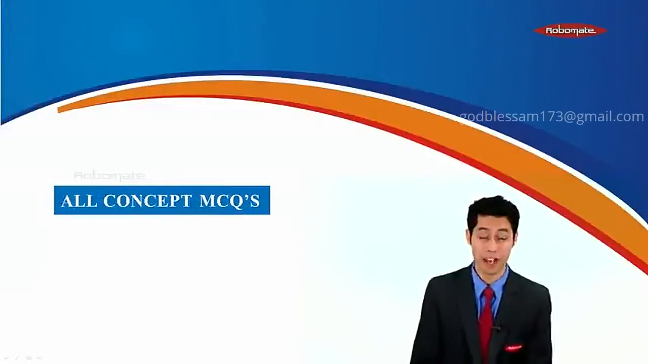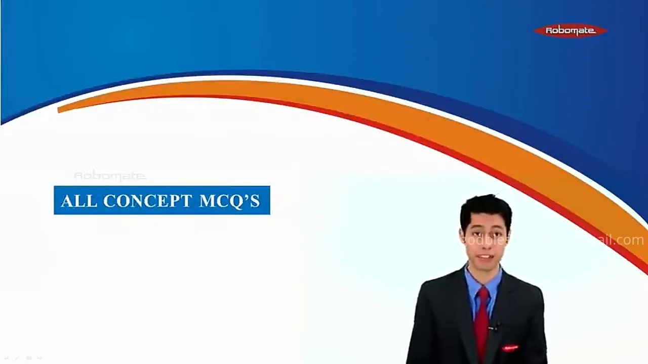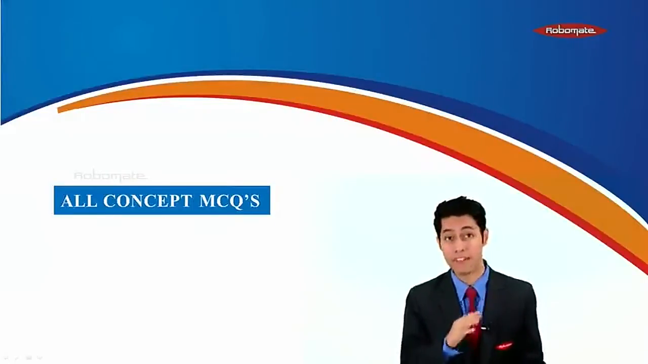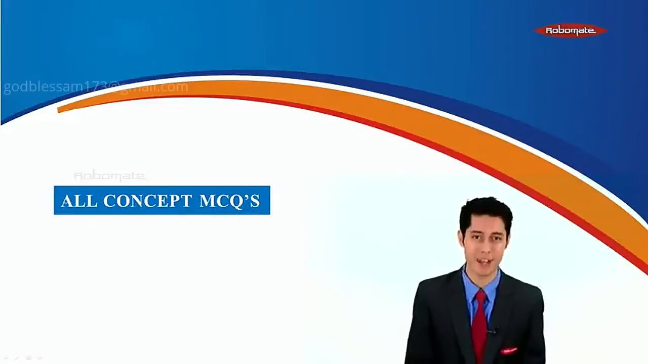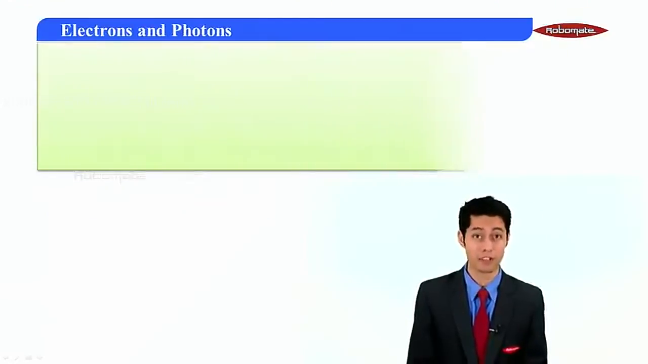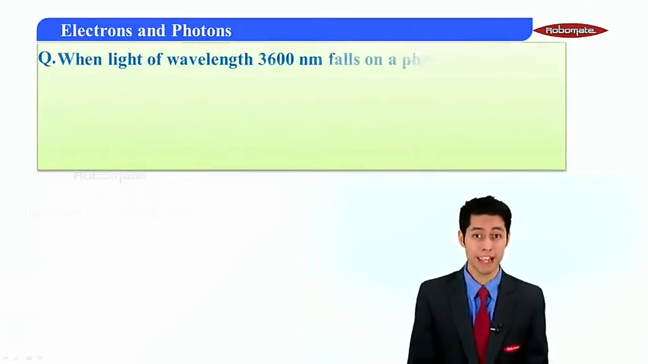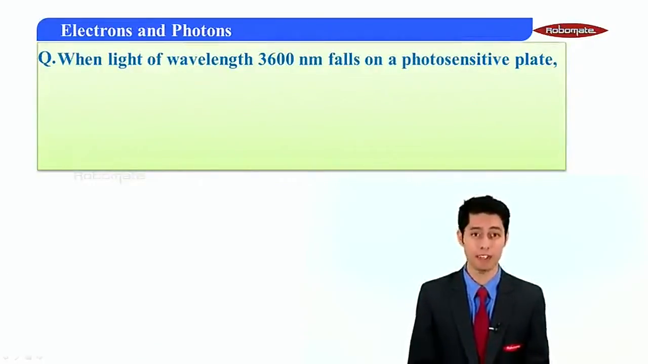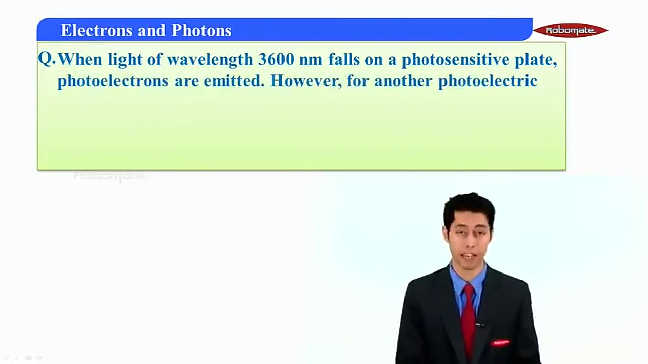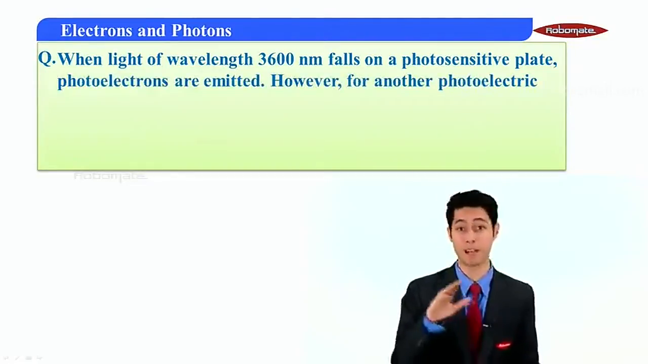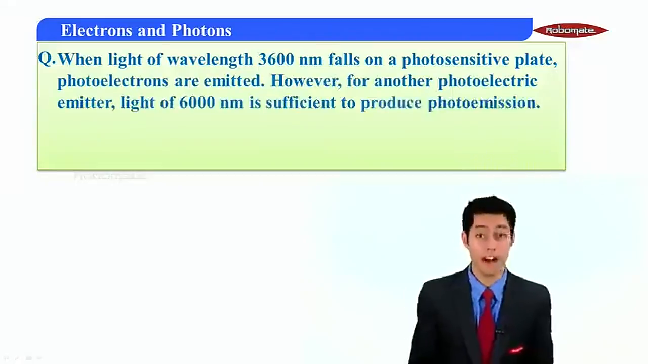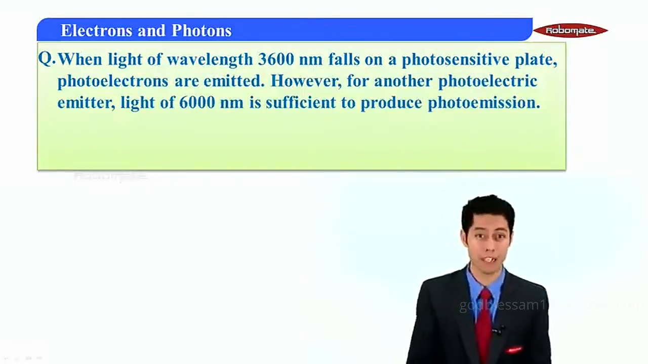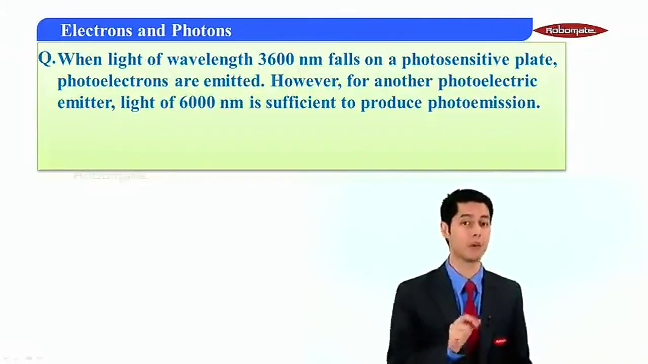We move ahead to the last module of electrons and photons, and in this module we are going to solve MCQs based on every concept that we have studied in this chapter. So moving ahead to solve the first MCQ, it says that when a light of wavelength 3600 nanometer falls on a photosensitive plate, the photoelectrons are emitted.